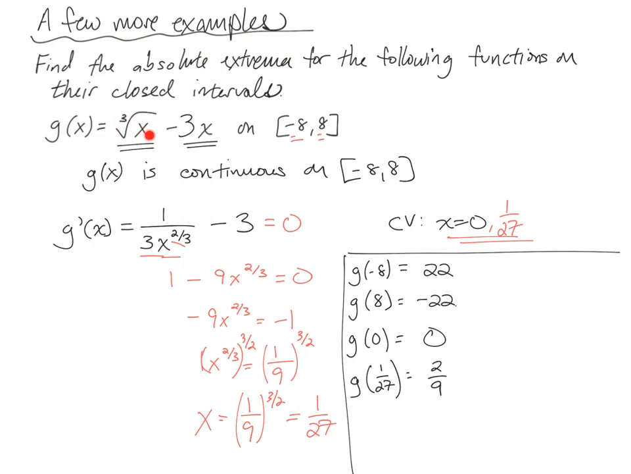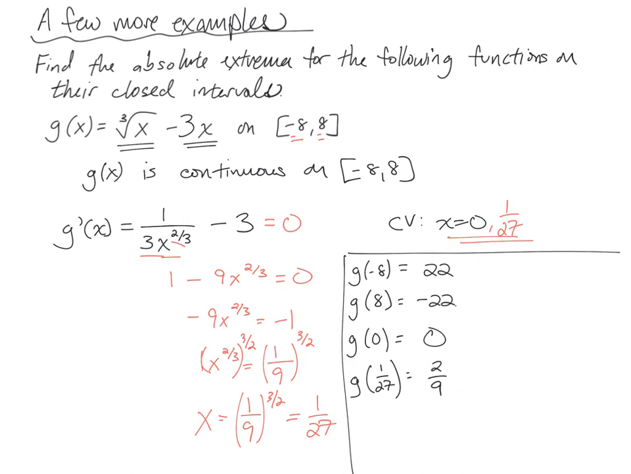So the cube root of 1/27 is 1/3, minus 3 times 1/27. Well, you can multiply the 3 times the 1 and get 3. 3/27 is 1/9. So 1/3 minus 1/9 is 2/9.